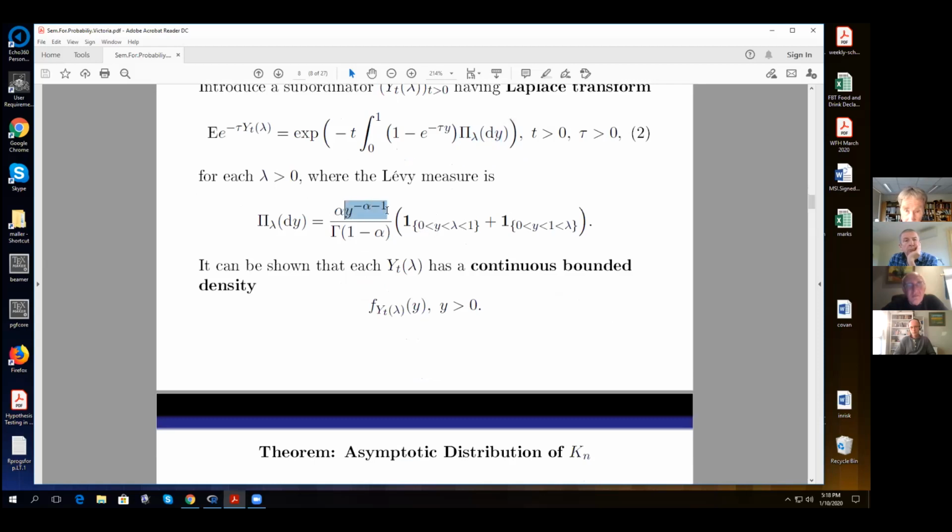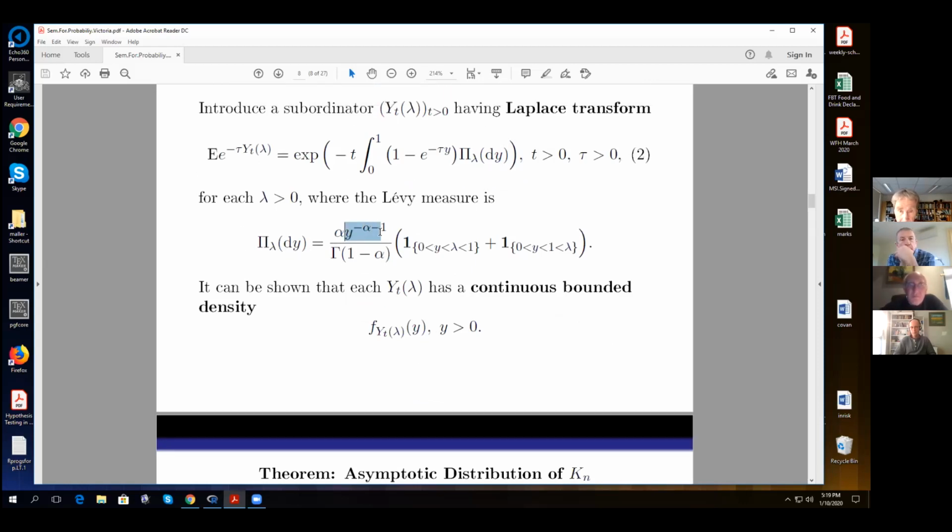Once again, we see the power here, y minus alpha minus 1 appearing, and the Lévy measure is restricted to lie in these intervals here, which depend on the lambda. So the issue here is whether lambda is bigger than 1 or smaller than 1. That defines a certain Lévy measure. Again, you can see it's a kind of a modification of the stable density, the stable Lévy density. Actually looking at a density here rather than the measure.